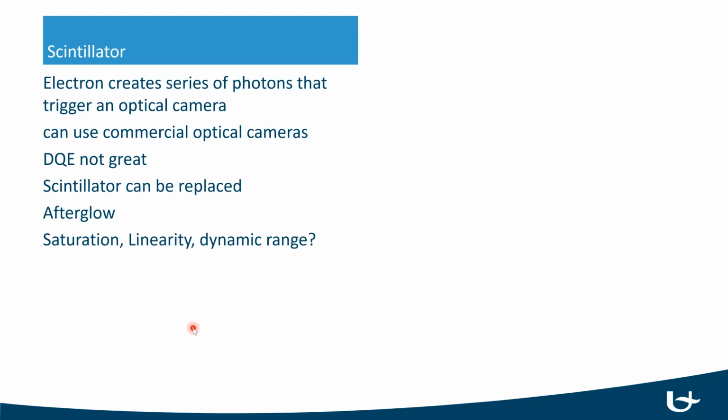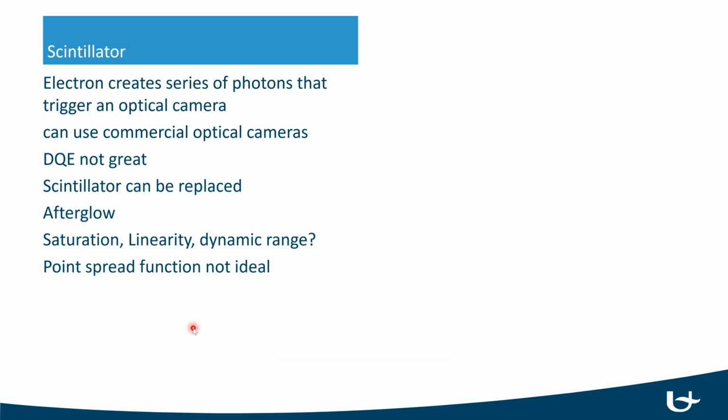There are issues with saturation, linearity, dynamic range, so it is not guaranteed that the photon output is completely linear with electron input. There is a maximum electron input where there is no more light coming out and so on. So these are things you have to take into account, and these make that interpreting the output of such cameras is not always straightforward.